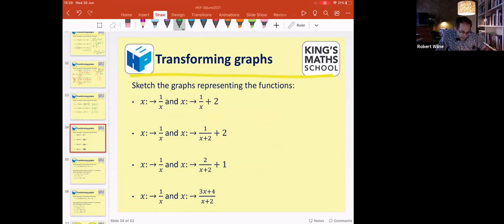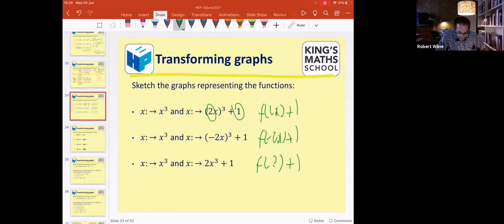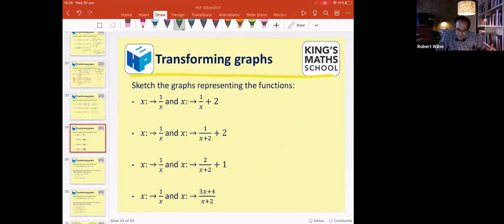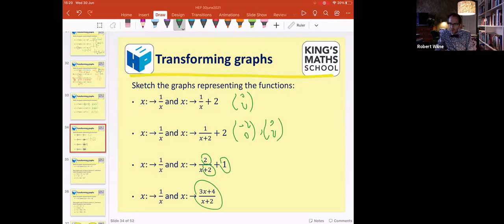I think the idea of building up from simple graphs to more complex graphs should also include slightly more complicated starting examples, like reciprocals, for example. So, can they sketch the reciprocal graph? Can they shift it by 2 in the y direction? So here's your translation of 0, 2. Here's your translation of -2, 0, then 0, 2. And then we've got a stretch and a translation. And then the last one.